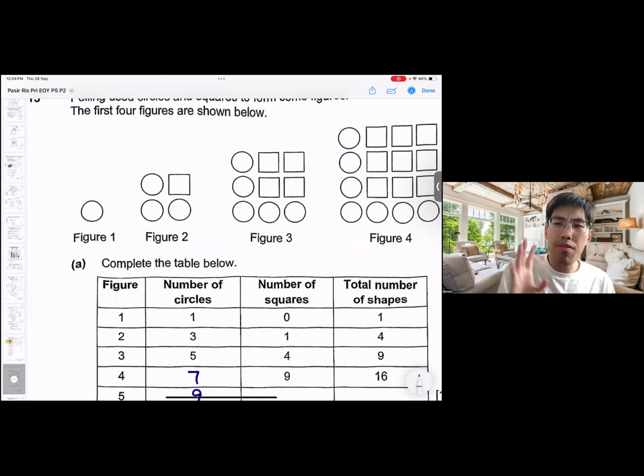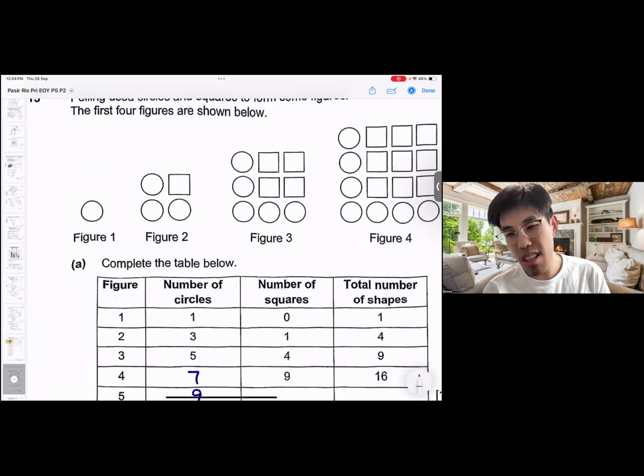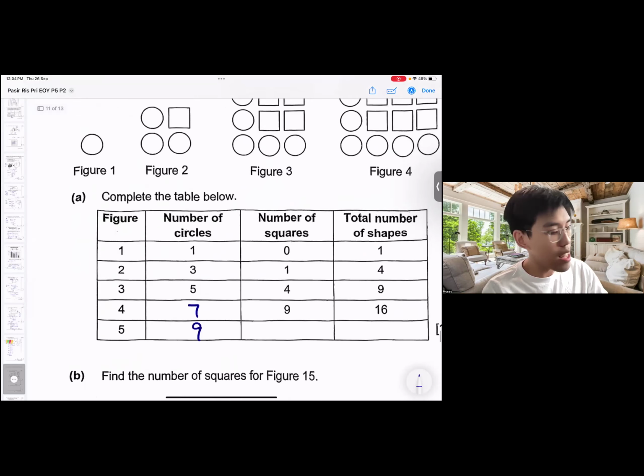Okay, when you see 1, 4, 9, 16, you need to step out of the +3, +5, +7 already. You need to step out of it already. So 1, 4, 9, 16, 25.